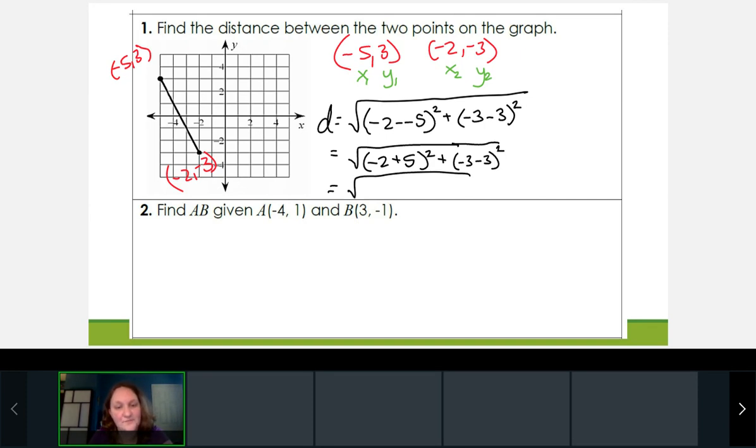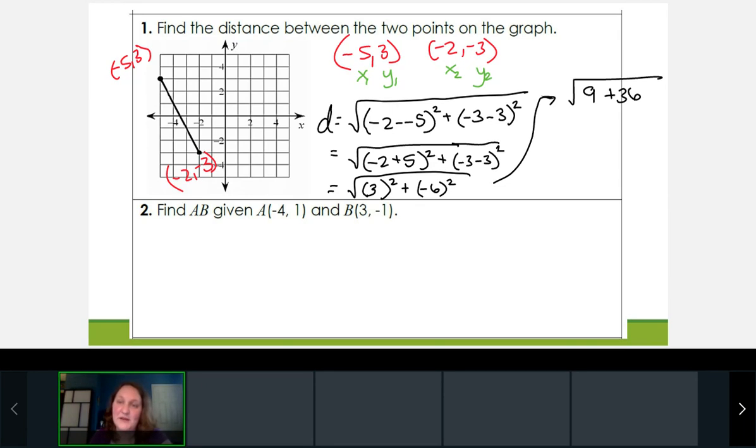So I'm going to do it by hand. -2 plus 5 is 3. So I'm going to keep that in parentheses. 3 squared. -3 minus 3 is -6. Keeping that in parentheses, that's -6 squared. Okay, I'm going to run out of space up here. Square root. 3 squared is 9, and -6 squared is a positive 36.